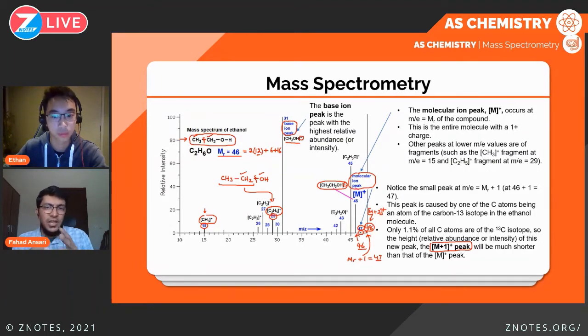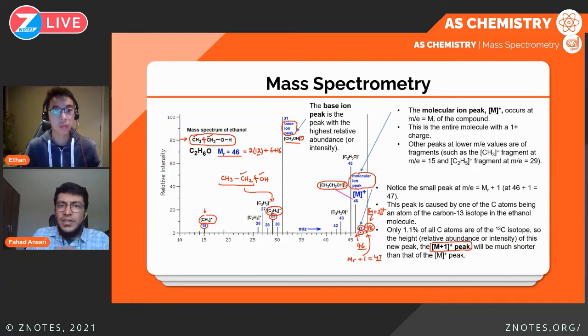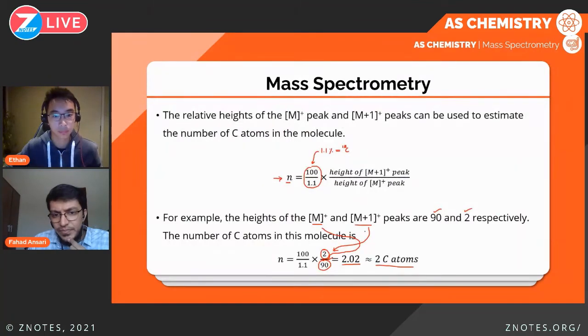To be honest, when we want to find a rough idea of the number of carbon atoms in an organic molecule, the formula only needs you to use the M plus one peak and the M peak, their relative abundances or the heights of those particular peaks. You don't need to use the M plus two peak for this one.